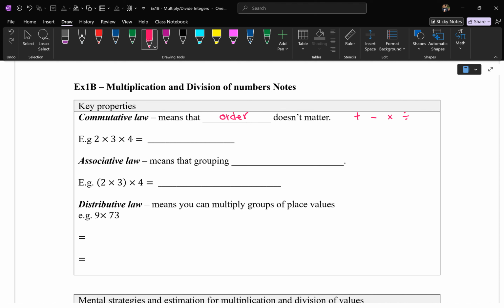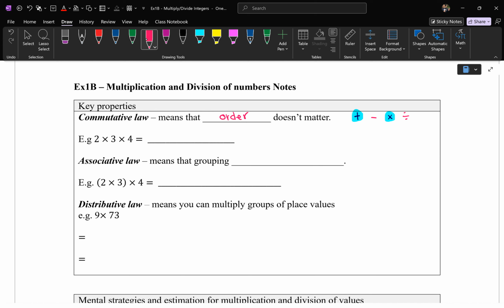When I say order, I mean like 6 plus 3, and then 3 plus 6. Doesn't matter which way you write it. Versus say like 6 minus 3, and then 3 minus 6. Which two operations doesn't matter about order? Yes, Jacob? Plus and times, very good. Plus and multiplication are the two that it doesn't matter about the order.